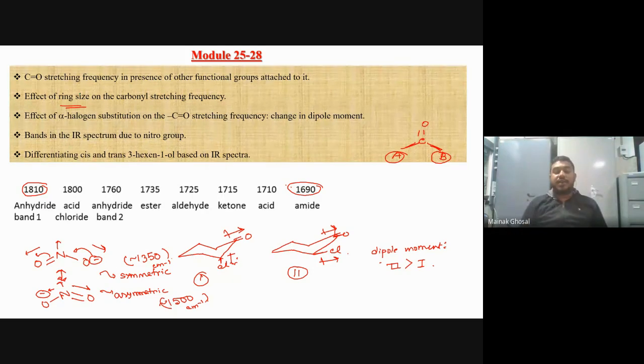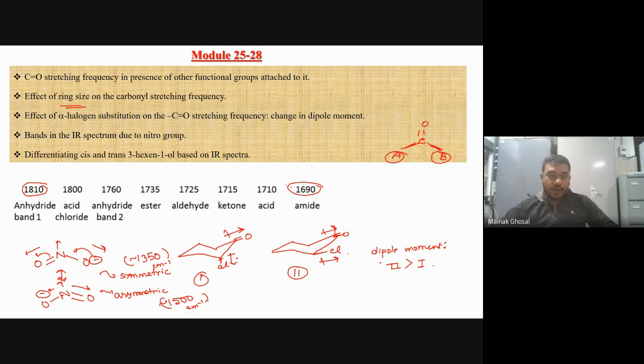Similar to the case of the cyclohexane that I have shown you here, the dipole moment will be different for cis and trans. Since the dipole moment will be different, there will be a change in the IR spectra. From that you can differentiate cis and trans 3-hexen-1-ol. So these are the things that I have discussed, and Professor Shankar Raman has also explained very well, taking very good examples to discuss all these things.